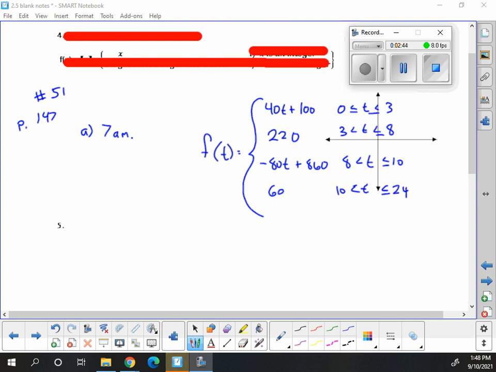Okay, so when we say 7 a.m., am I going to put 7 in for T? No, why not? It's an hour. And how do we know it's an hour? What's at 6? So that's crucial. The injection was 6 a.m. And so our T is equal to 7 minus 6, or 1 hour. So what's his blood sugar going to be at 7 a.m.?